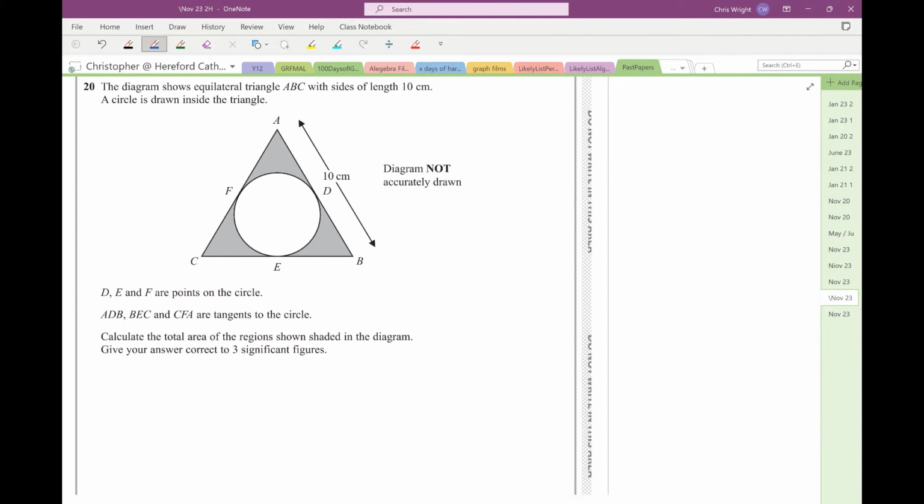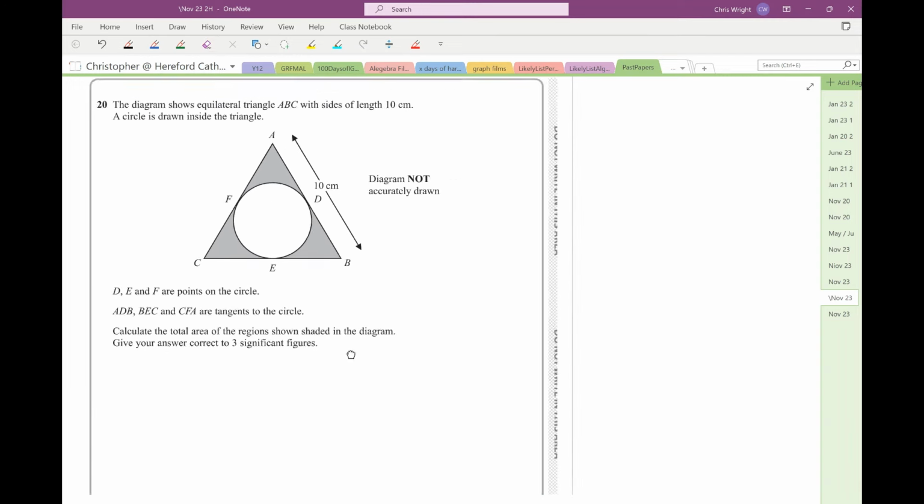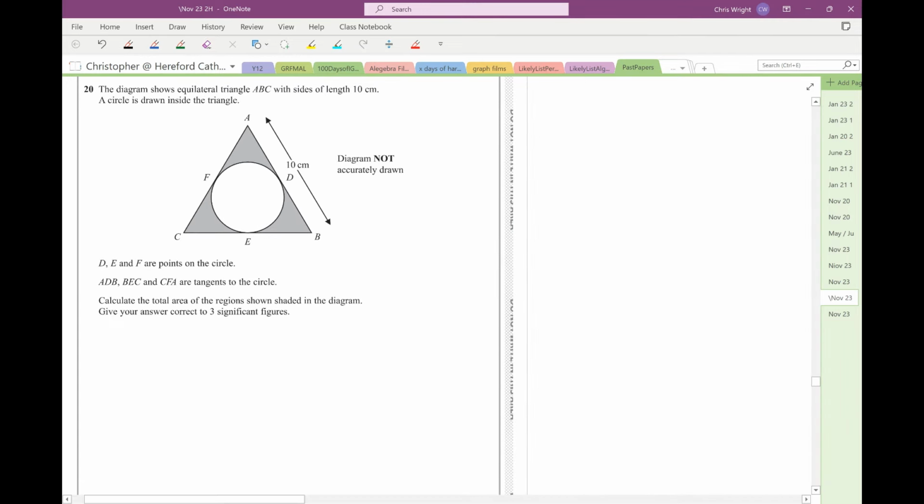So essentially, I'm going to find the area of the whole triangle, the area of the whole triangle ABC, and then I'm going to find the radius of the circle and then the area of the circle and subtract that area of the circle away from the whole triangle. Let's start off by finding the area of the whole triangle.